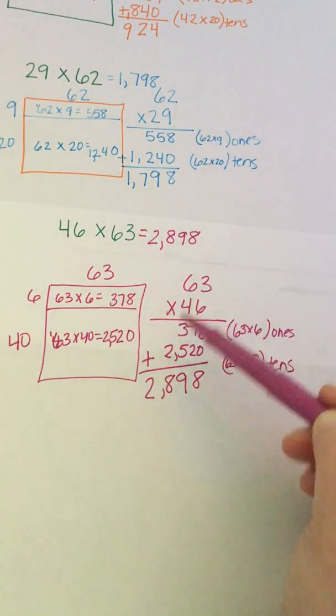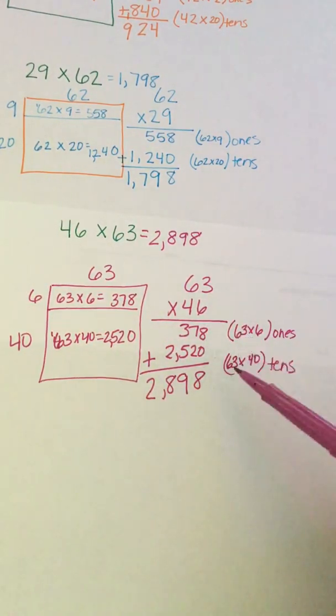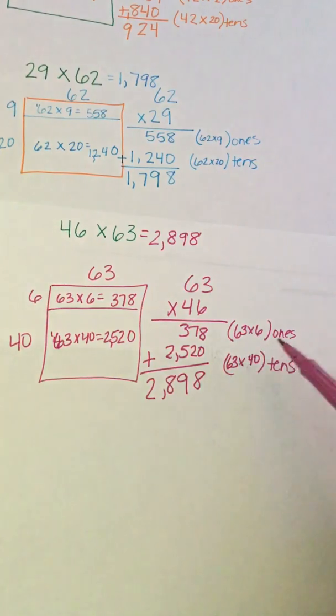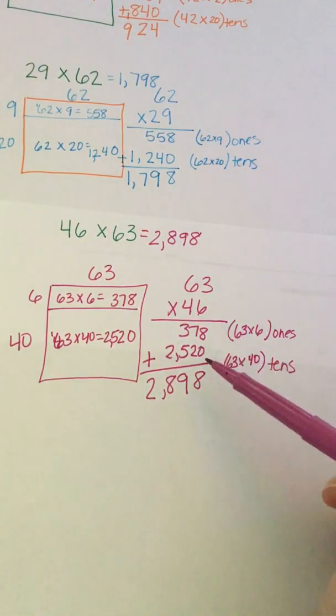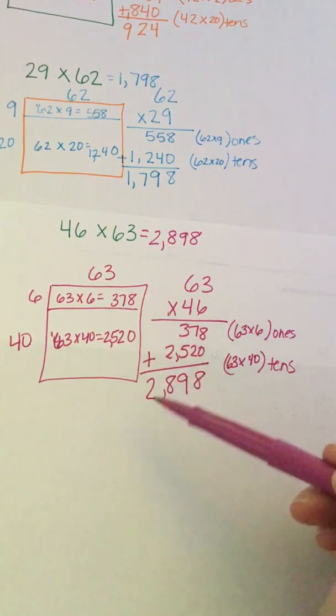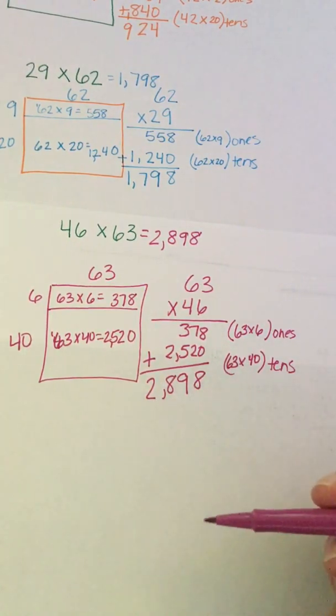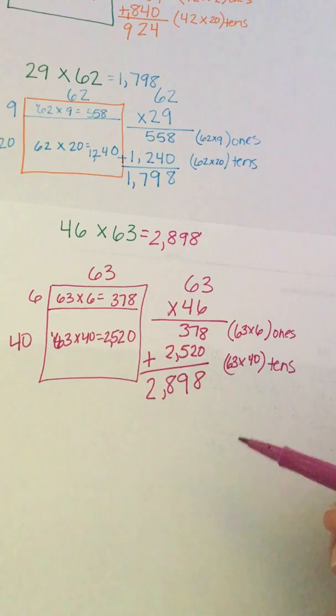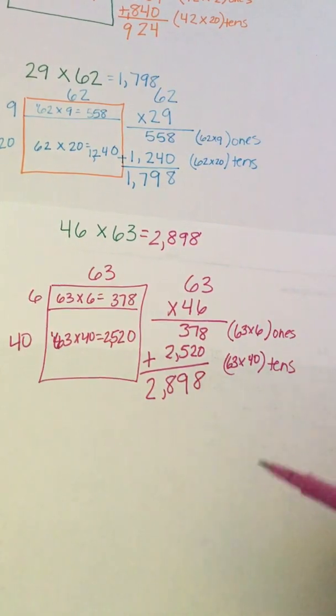So I showed my area model. My biggest number is up top. I showed my partial products. How many do I have? 2. I have my ones and my tens. Then I add them together for my standard algorithm after I've multiplied them, and I get 2,898. Again, this is what you're going to be doing on your exit ticket, so good luck today.